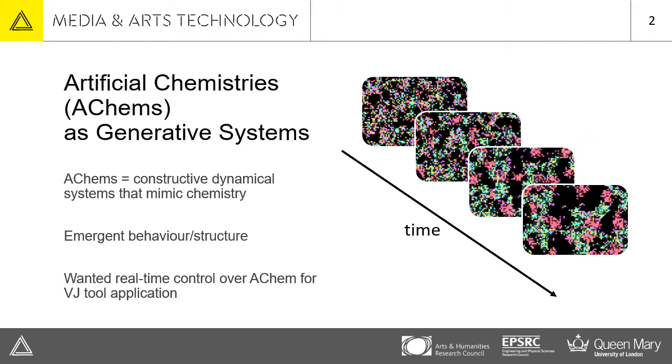So, artificial chemistries are constructed dynamical systems that mimic chemistry with a degree of abstraction, and I wanted to take advantage of the behaviors and structures that can emerge from artificial chemistries by using them in a video jockeying tool, which we've developed. The goal here was to actually be able to control the artificial chemistry to accompany music in real time. And on the right there you can see an example of the artificial chemistry we've implemented converging over time, just so you can get a feel for what it looks like.